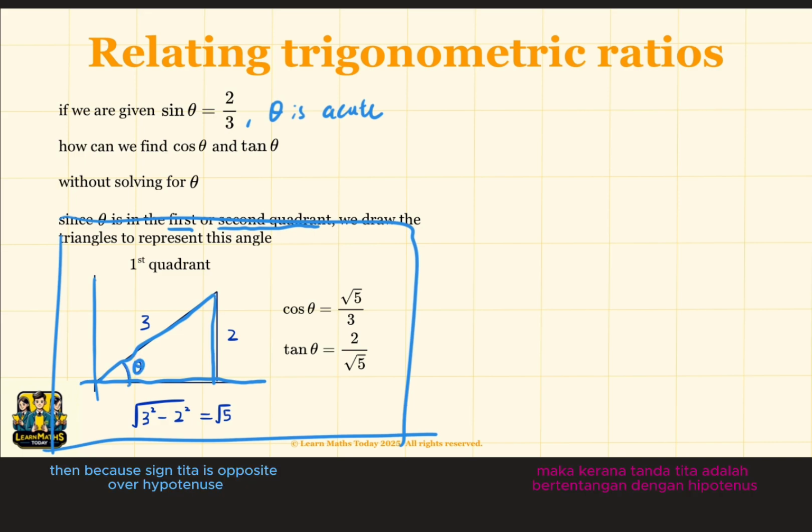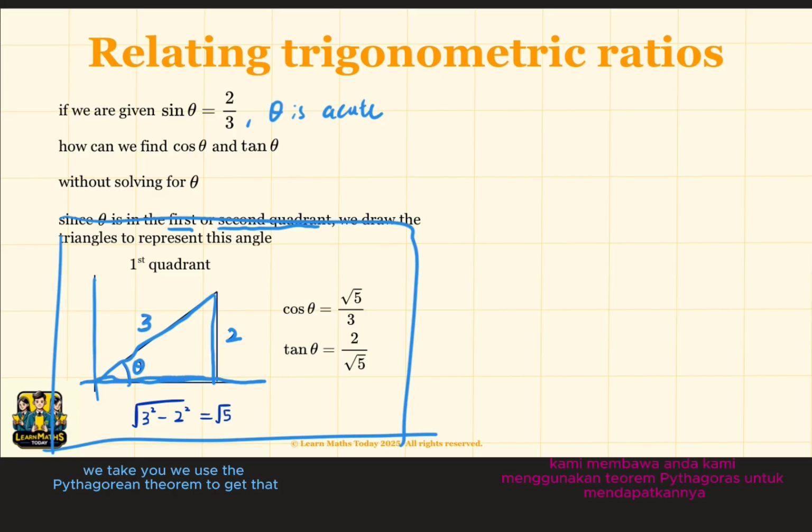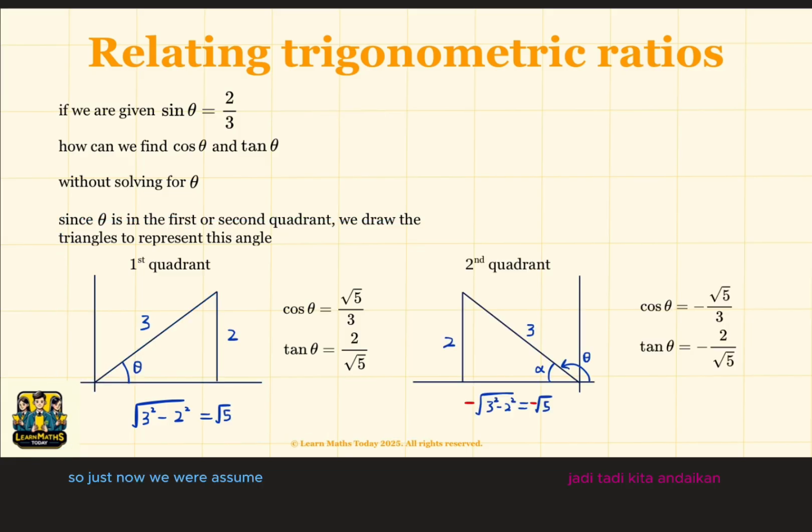Then, because sine theta is opposite over hypotenuse, our 2 will be here, 3 will be here in the hypotenuse. Then to get the adjacent side, we use the Pythagoras theorem to get that the adjacent side is root 5. Then we find cosine. Cosine is adjacent over hypotenuse, so it's root 5 over 3. Then tangent is opposite over adjacent, so it's 2 over root 5. Okay? So just now we were assuming that theta is acute in the first quadrant, right? But theta could also be in the second quadrant because we only know that sine theta is positive, which means theta is in the first or second quadrant.